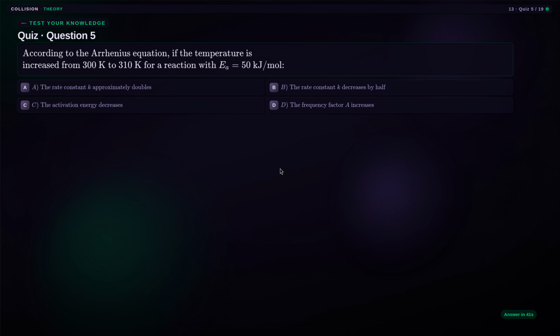Option A, the rate constant approximately doubles. Option B, the rate constant decreases by half. Option C, the activation energy decreases. Option D, the frequency factor A increases. Use the two-point form of the Arrhenius equation to calculate the expected change.